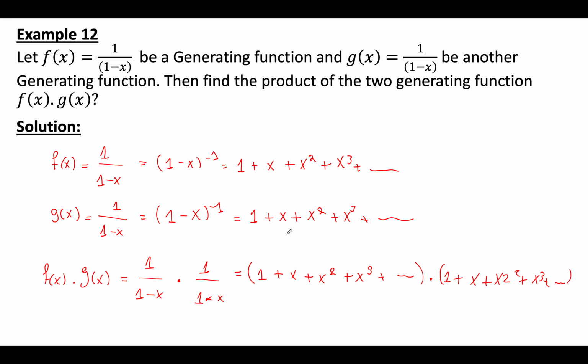Okay, now this multiplication is as what we do in the normal numbers. We take the first term and multiply it by all the terms, then we leave a space, we go for the next, and for the third, and so on. So after multiplication, we will find that this is equal to 1 plus x, then x squared, x cubed.